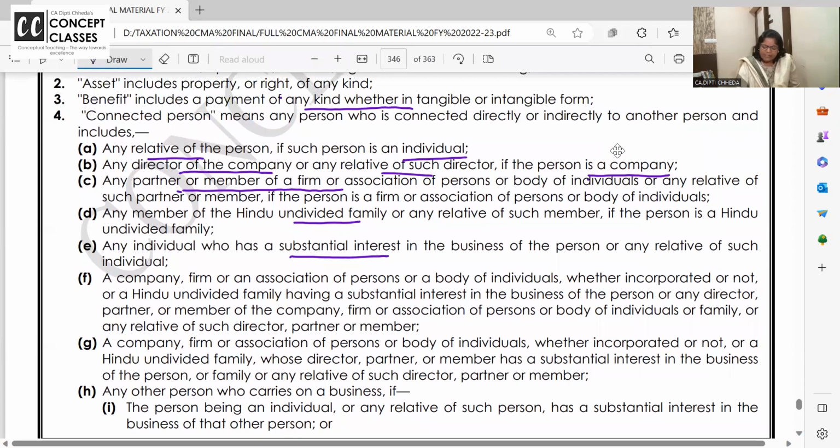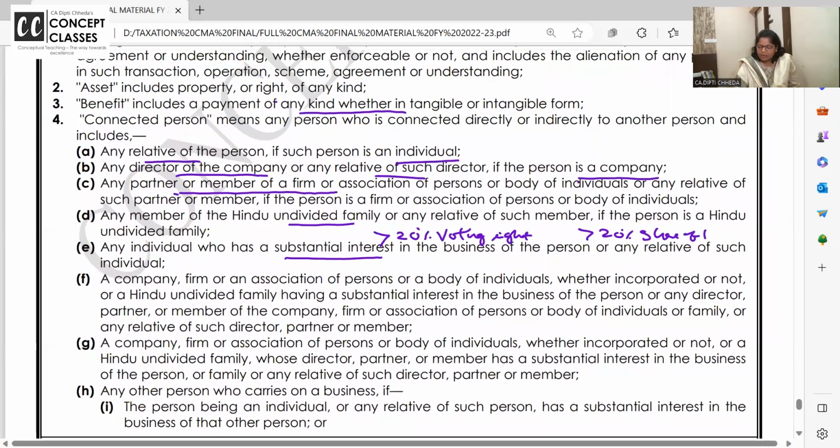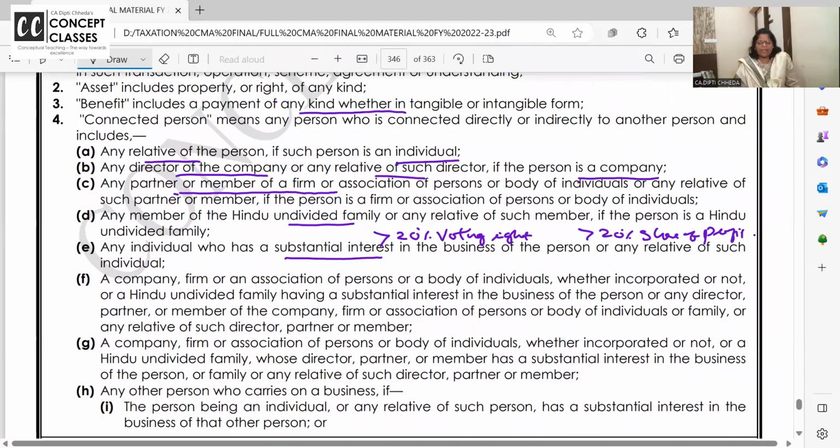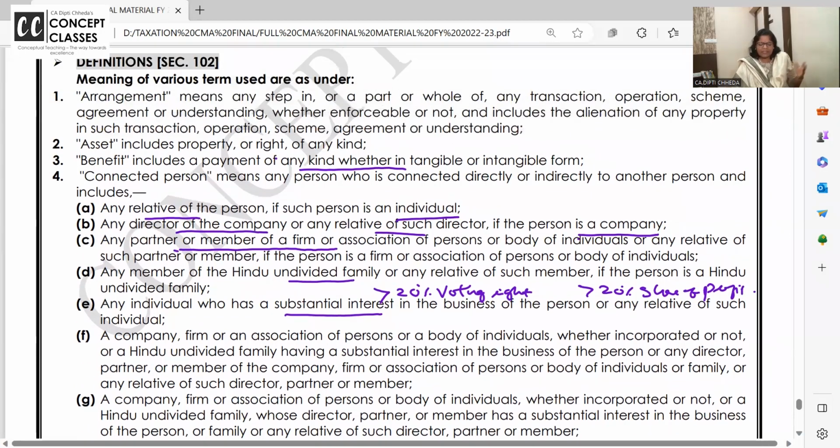Substantial interest, write this down: more than 20% voting right if it is a company, or more than 20% share of profit if it is a partnership firm, AOP, BOI, all. So then this person is said to be what? Relative.